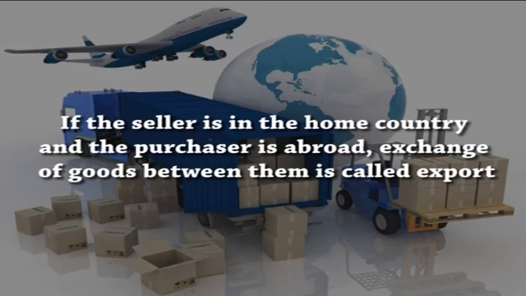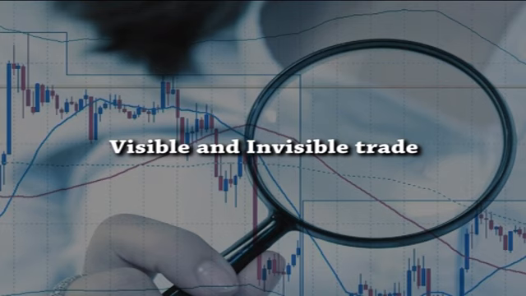Foreign trade can be classified into two categories according to the visibility of the products, such as visible and invisible trade. A trade which can be seen, that is, exchange of goods, merchandise, is a visible trade, whereas exchange of services between the purchaser and seller is invisible trade, that is, technical support, insurance, etc.